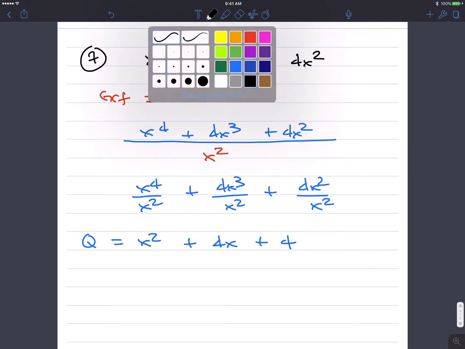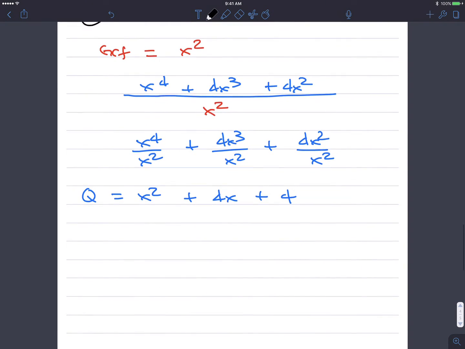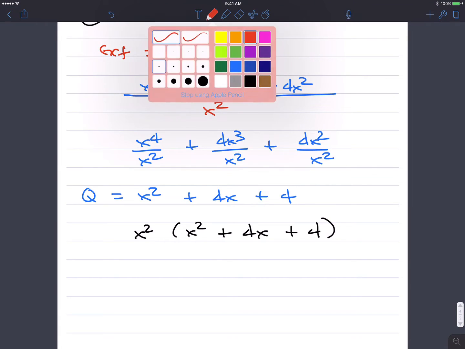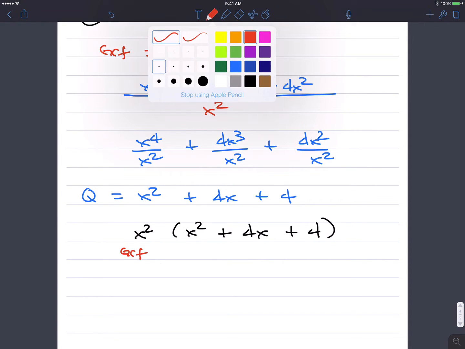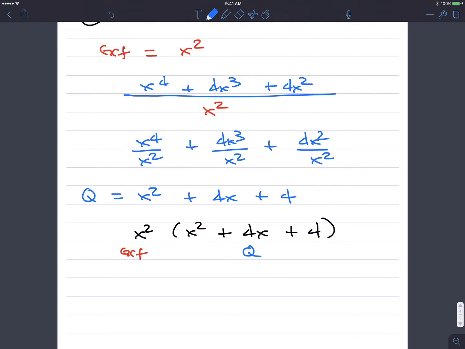So we're going to write this as x squared times (x squared plus 4x plus 4). Don't forget, we have the greatest common factor, and over here we have that quotient. So factor the quotient now. What do you get when you factor the quotient?